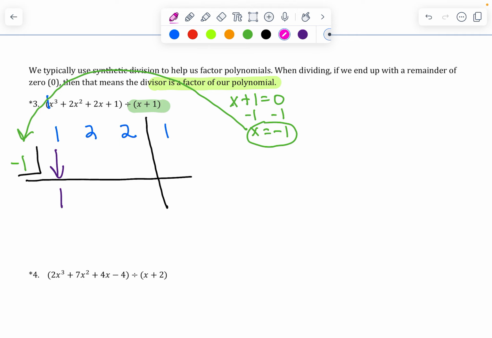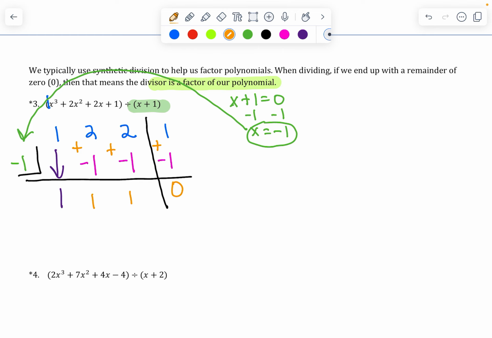Now we're going to multiply. Negative 1 times 1 is a negative 1. Add. 2 plus a negative 1 is 1. Start again. Negative 1 times 1 is a negative 1. Add. 2 plus a negative 1 is a 1. Start again. Negative 1 times 1 is a negative 1. Add, and you get 0.